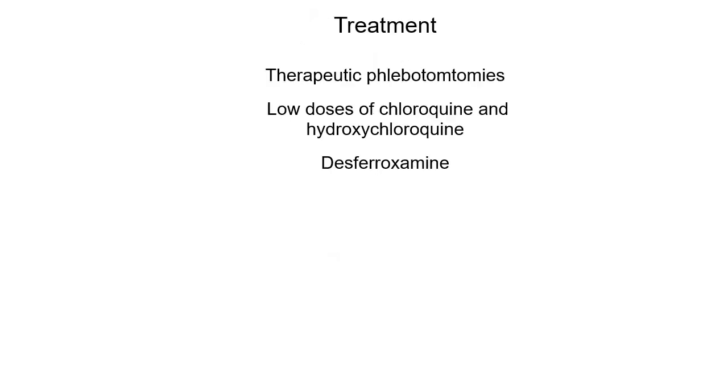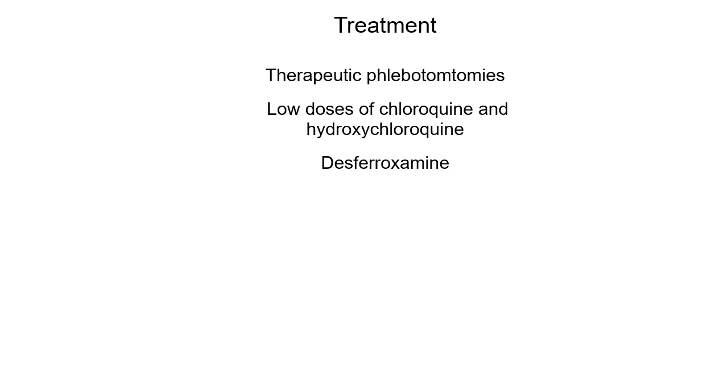Treatment of Porphyria cutanea tarda includes the following: therapeutic phlebotomies, which reduce iron stores and improve heme synthesis. The goal of therapy with phlebotomies is to reduce ferritin, a measure of iron stores, to the lower limits of normal. Low doses of chloroquine and hydroxychloroquine may be used to treat this disease.